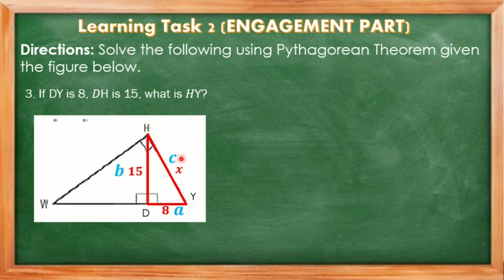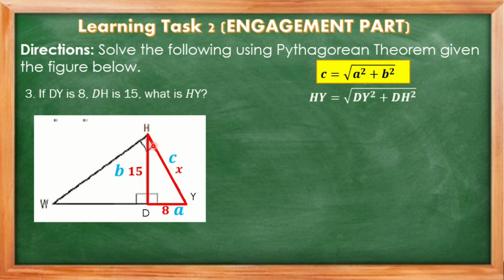Okay, so dahil ang hinahanap natin ay yung hypotenuse, so yung formulang gagamitin natin ay C is equals to the square root of A squared plus B squared. Substitute lang natin. So, C natin is HY, and then the square root of yung A squared natin is DY squared, tapos yung B is DH squared. Ang DY natin is 8. So, 8 squared plus yung DH natin is 15. So, 15 squared.